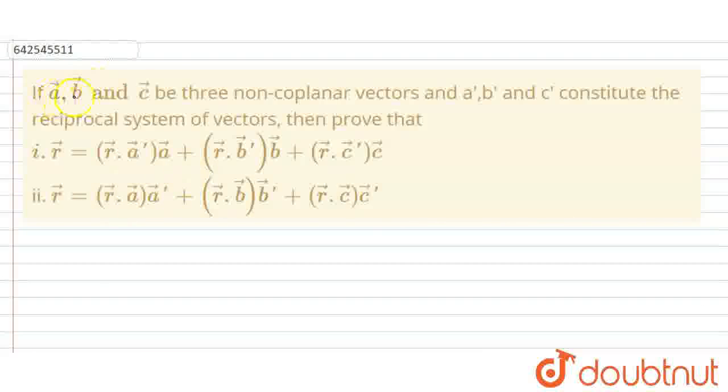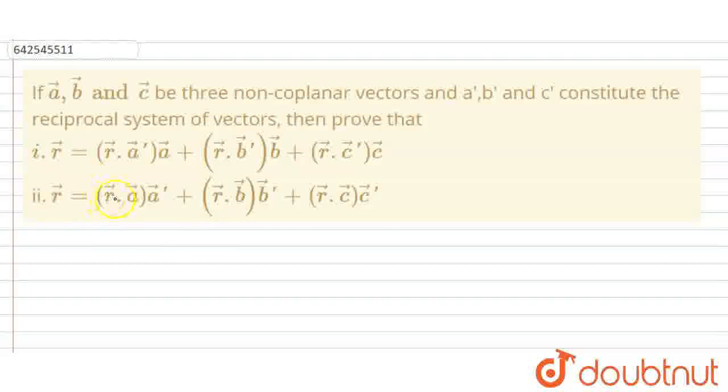Hello students, today's question is: if A vector, B vector and C vector are three non-coplanar vectors and A dash, B dash, C dash constitute the reciprocal system of vectors, then prove that R vector equals (R vector dot A dash vector) into A vector plus (R vector dot B dash vector) into B vector plus (R vector dot C dash vector) into C vector.